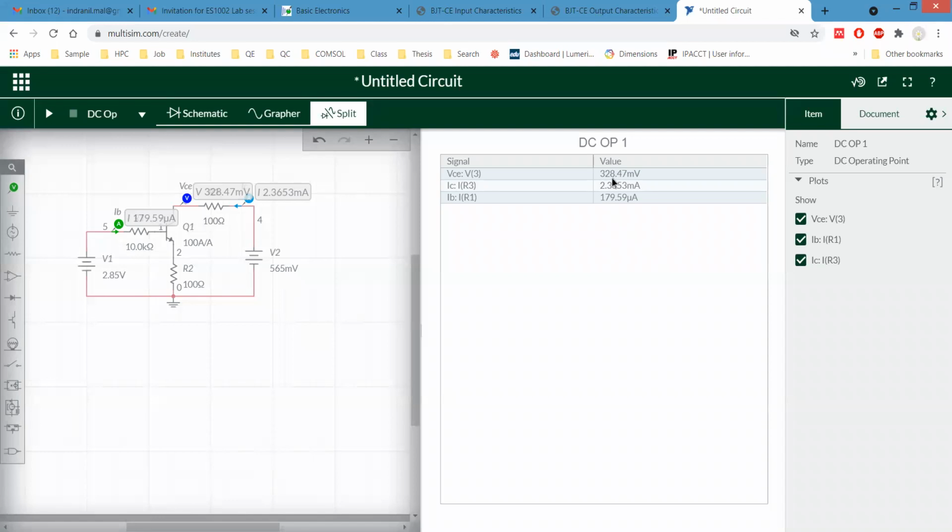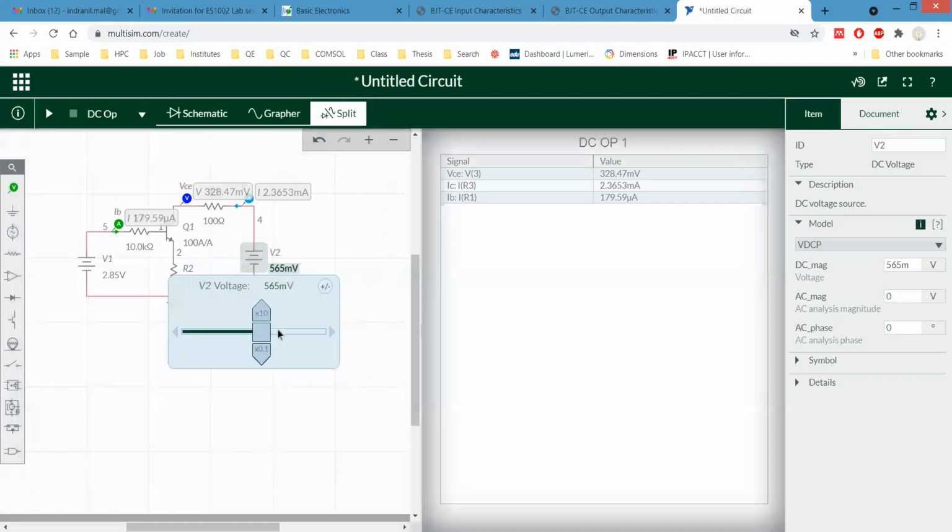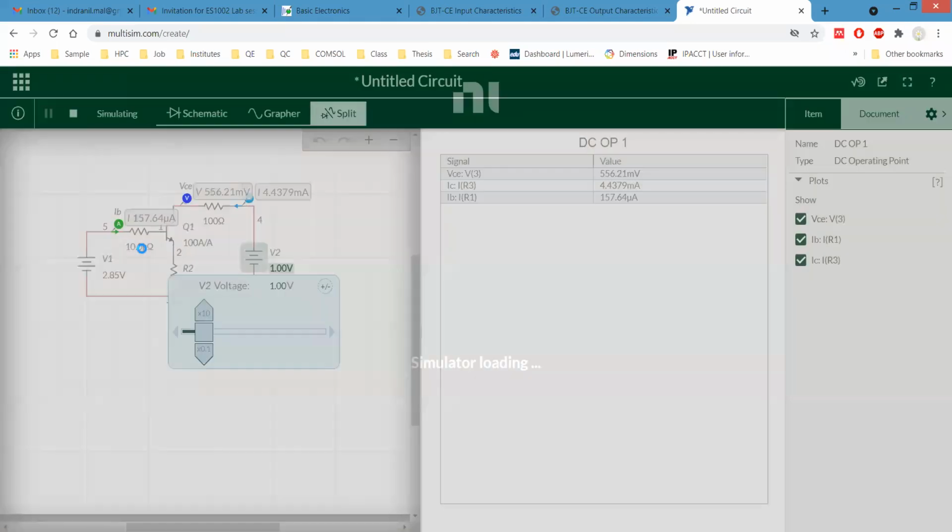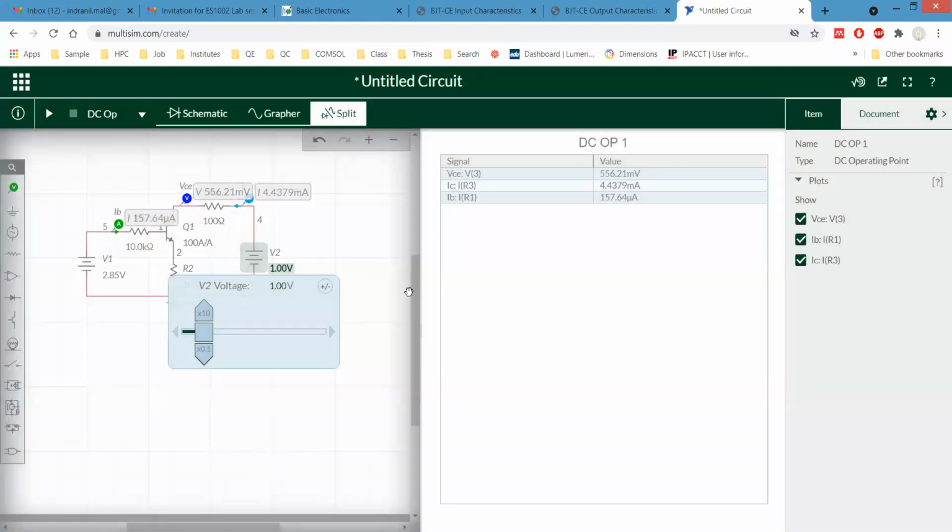Please note down this value. VC is 0.328 volt and current is 2.3653 milliampere. Noted? Noted. Okay, good. Now make it 1 volt. Actually the DC sweep option is not working, that is why we have to take it in this way.